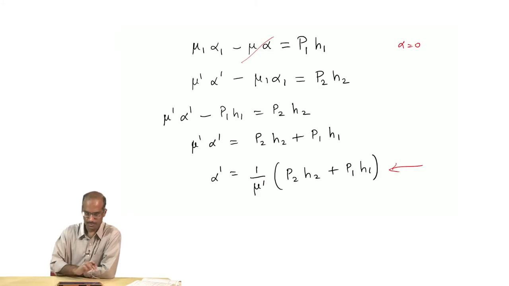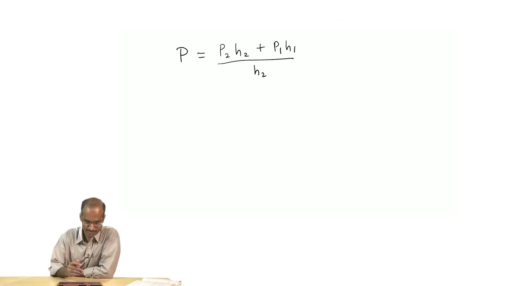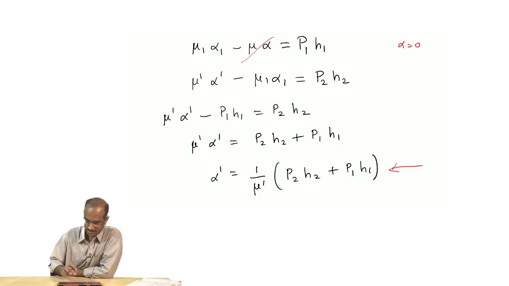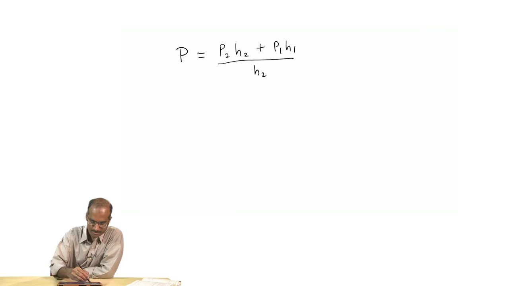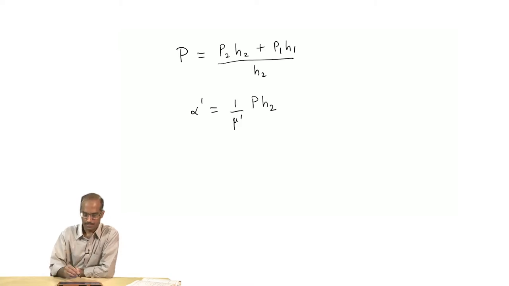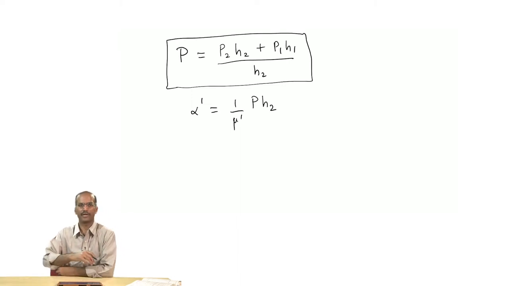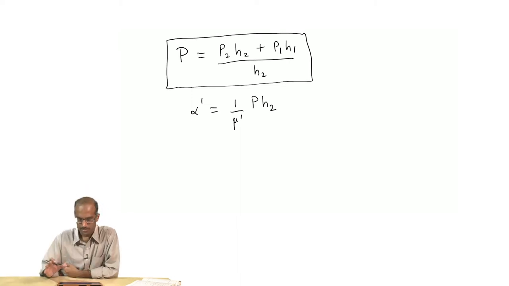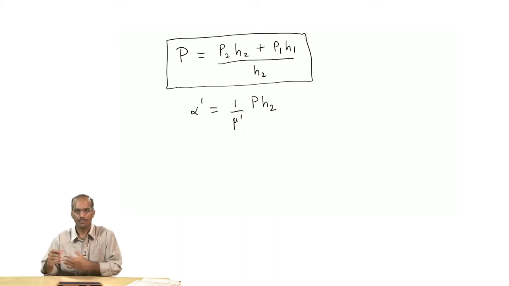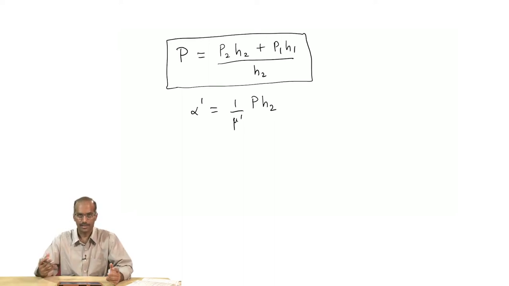So, now let me call this effective power simply P. If I use the effective power P and rewrite this relation for alpha prime, alpha prime would simply become alpha prime is equal to, so this gives me the effective power of the system of two refracting surfaces. So, this will be the equation that we will now use, as I explained earlier, to find the power for a thin lens.